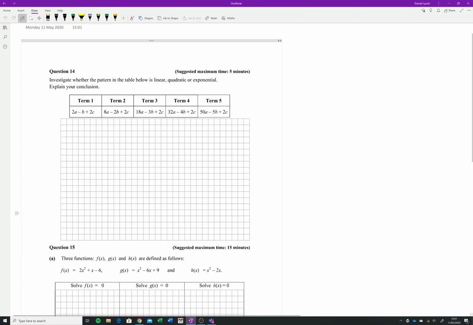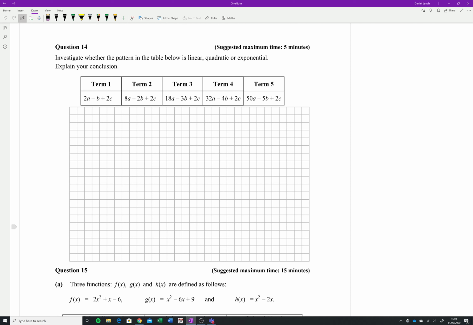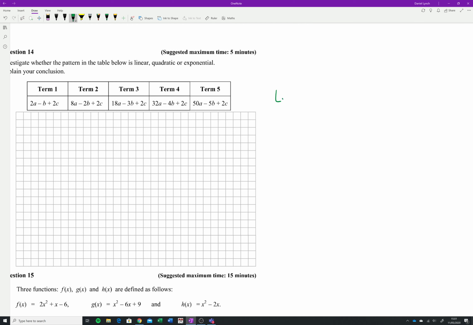Okay, we're going to have a look at this. Benjamin was just asking if we might do a little sequences and series question. Okay, so investigate whether a pattern in the table below is linear, quadratic, or exponential. So we'll just mention each thing as we go along. So we'll just give an example. An example of a linear pattern is just the same number being added on every time. So T1, we call it term 1, T2, T3, T4, etc.